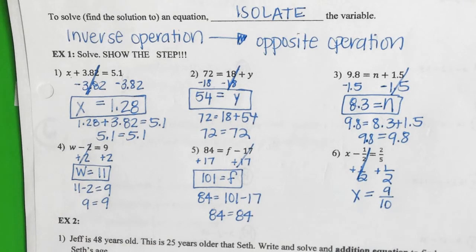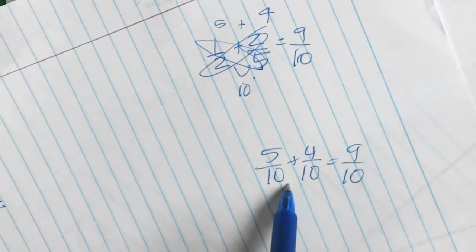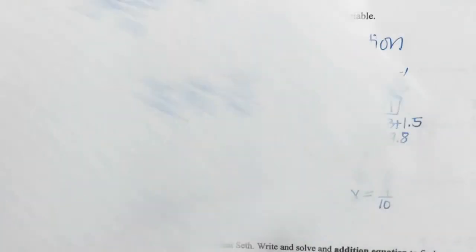This is one of those that would have been easy enough, guys. You could have gone and done the butterfly, or make them equivalent denominators. So 5/10 plus 4/10 would equal 9/10.